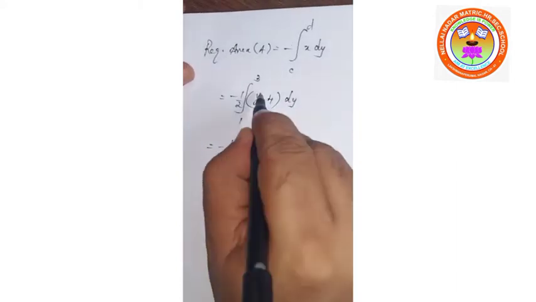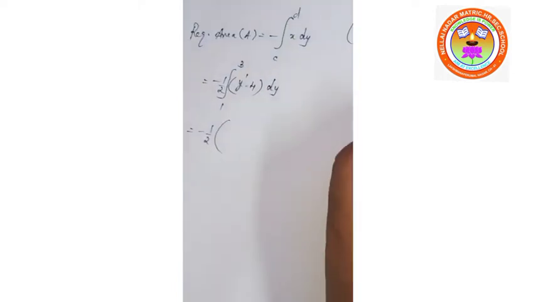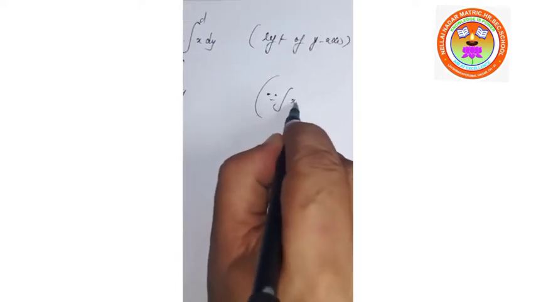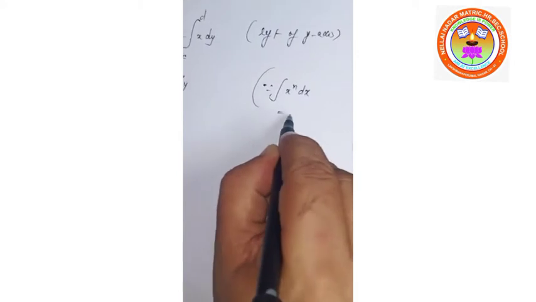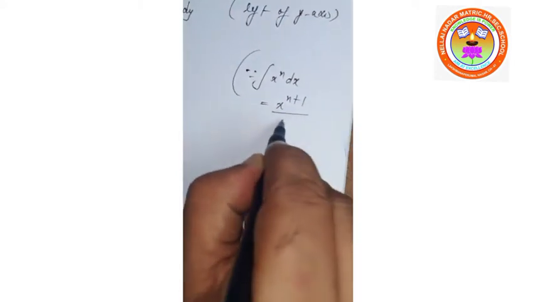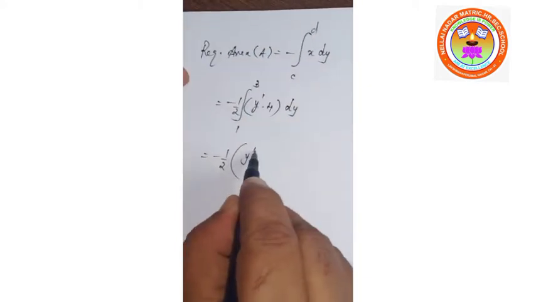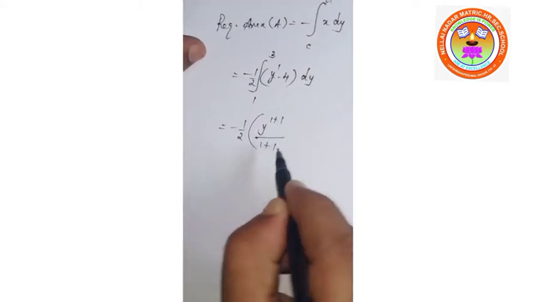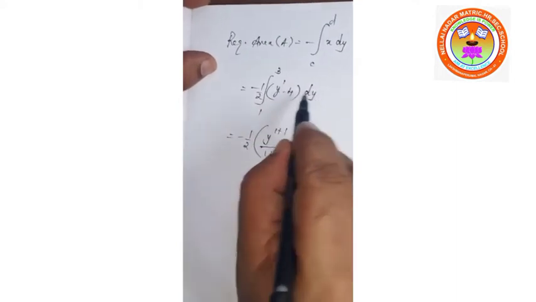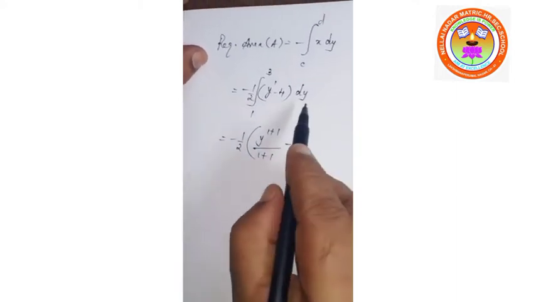Directly I integrate y power 1. This is of the form integral x power n dx, which is x power n plus 1 divided by n plus 1. Instead of x, what is here? y. So y power 1 plus 1 divided by 1 plus 1, minus 4 dy. Write the constant 4, only dy.